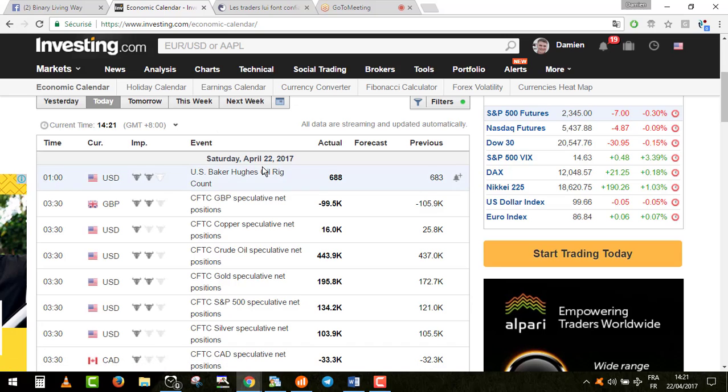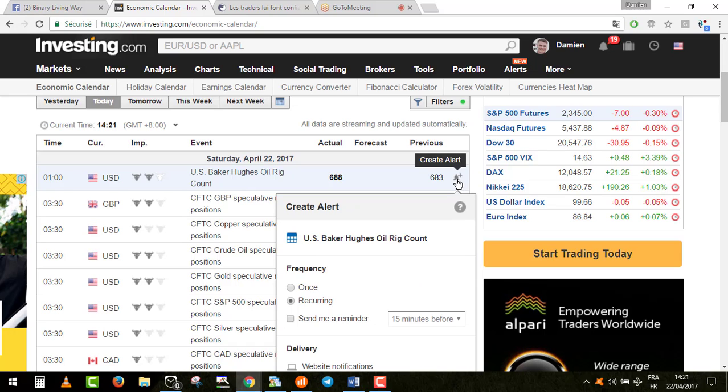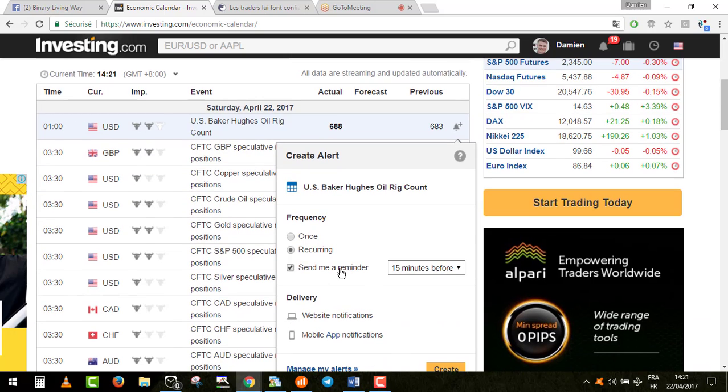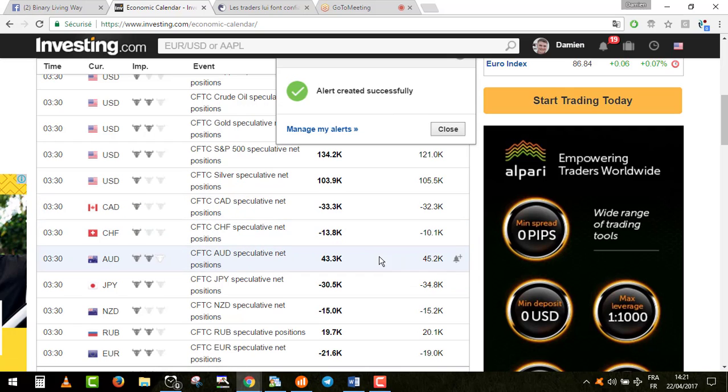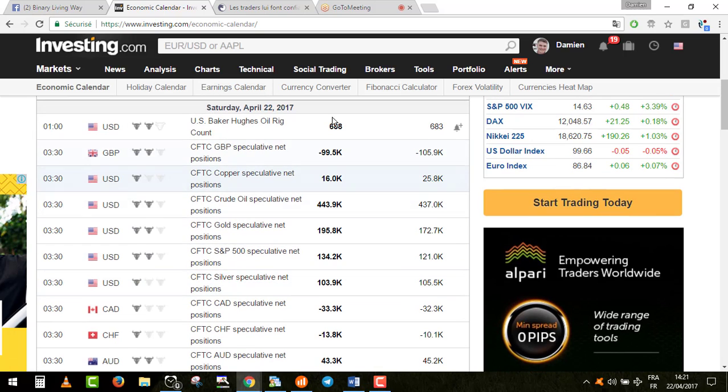For example, in investing.com, in the economic calendar, you have access to the feature to create an alert. It can be good for your phone because your phone has a specific notification and you will see it. So you select the frequency, once or maybe recurring if it's news data that happens every month. Send me a reminder 15 minutes after, which is the best, and you say create. And every time this news is released, you will receive an alert on your phone if you have the investing.com application.